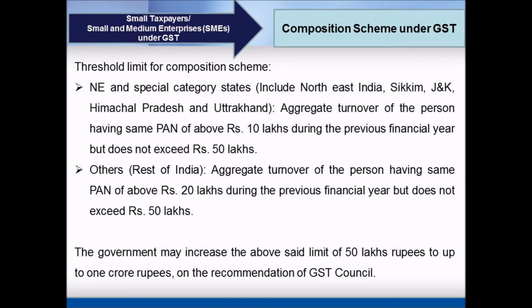Threshold limit for composition scheme. NE and special category states, which include Northeast India, Sikkim, J&K, Himachal Pradesh and Uttarakhand: aggregate turnover of the person having the same PAN of above Rs 10 lakhs during the previous financial year but not exceeding Rs 50 lakhs.